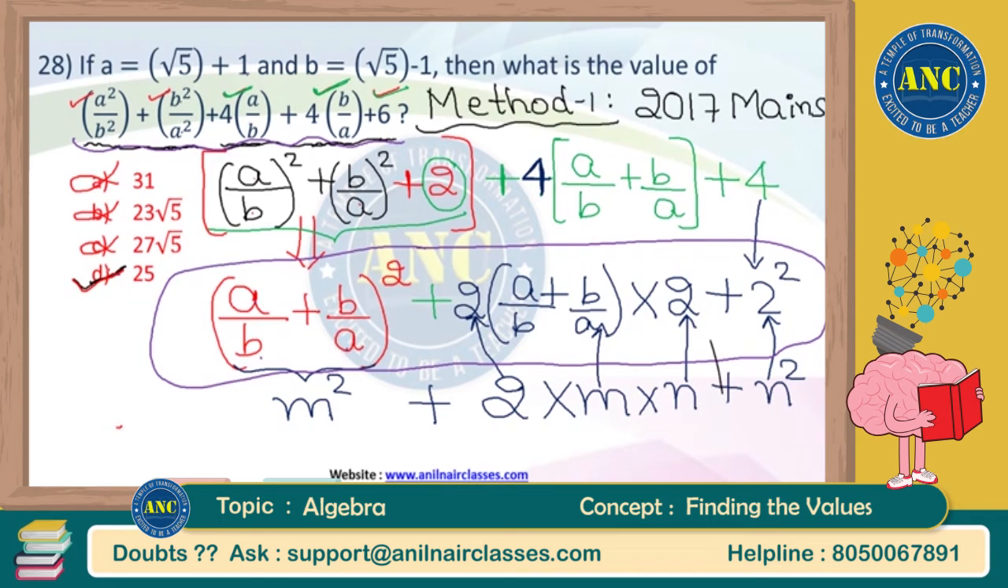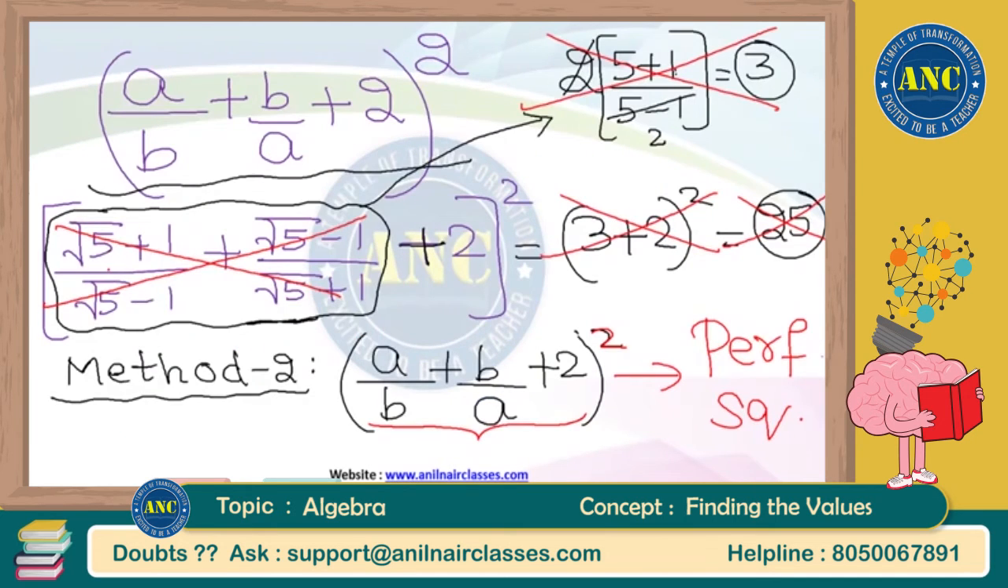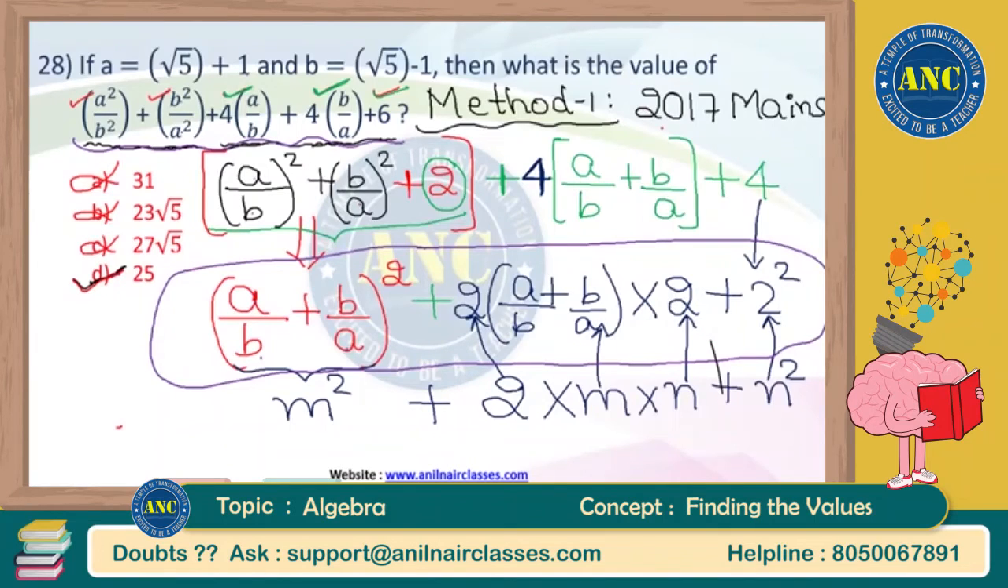Sir, what if I have another option which is a perfect square? Suppose option E is 49. I have taught you method 1 for that reason itself. If there is more than one option which is a perfect square, then you should apply method 1, find the a by b plus b by a value, substitute it as 3, and then find the value as 3 plus 2 whole square, which is 25. But it is actually not required with the given options, and I am telling you this is your original 2017 mains question with the exact options being displayed on the screen right now.